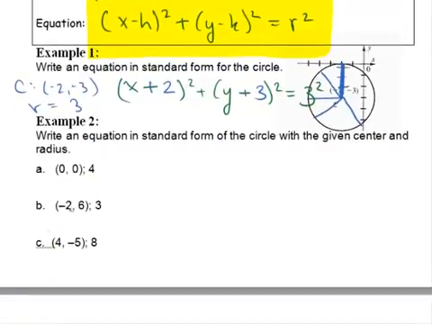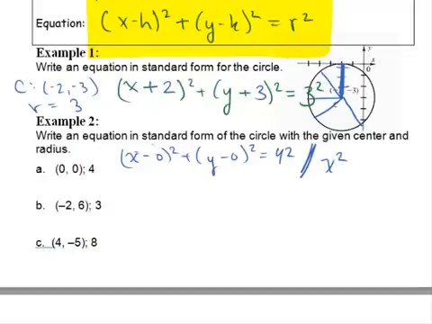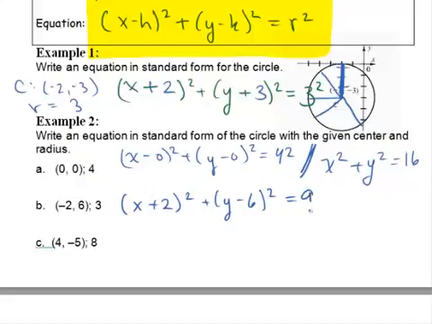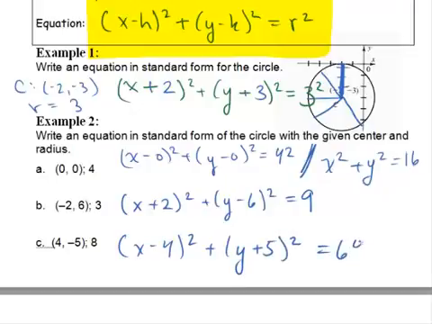We're going to do the same things here. Instead of looking at a graph, I've just given you the center and the radius. For our first one, you can write x minus 0 quantity squared plus y minus 0 quantity squared equals 4 squared. That's fine. Or you could also write x squared, since it's not going to give you anything different, plus y squared equals 16. Either one is good. For your next one, x plus 2 squared plus y minus 6 squared equals 3 squared, which is 9. X minus 4 squared plus y plus 5 squared equals 64. So remember, you're always squaring these radii at the end.